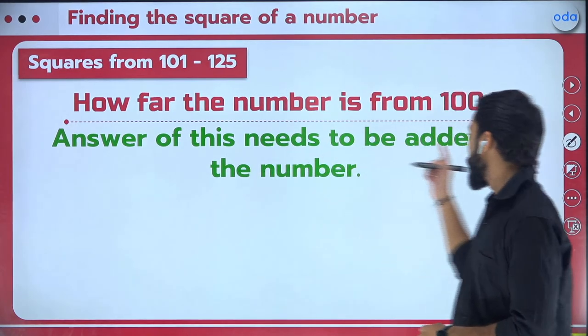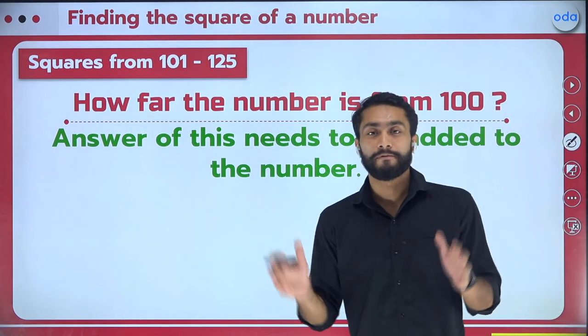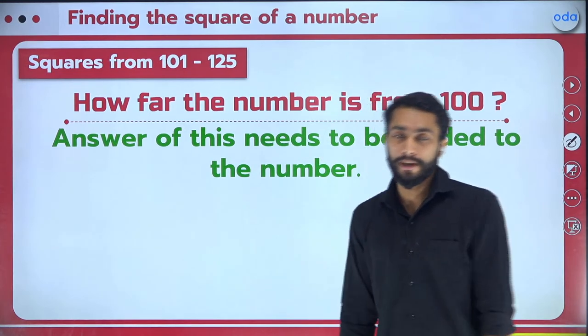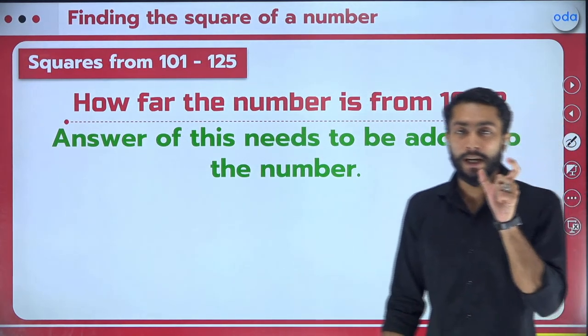So that 5 needs to be added to the number. What is the number? 105. 105 plus 5 is 110. That means the starting of the answer should be 110.